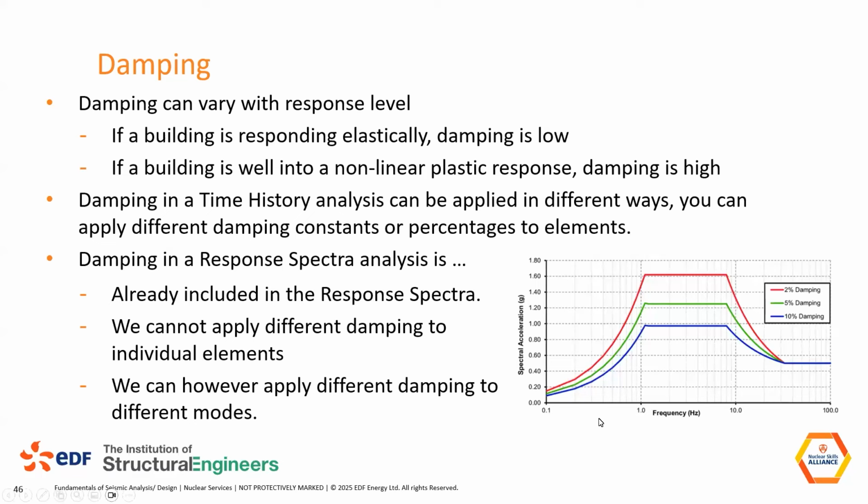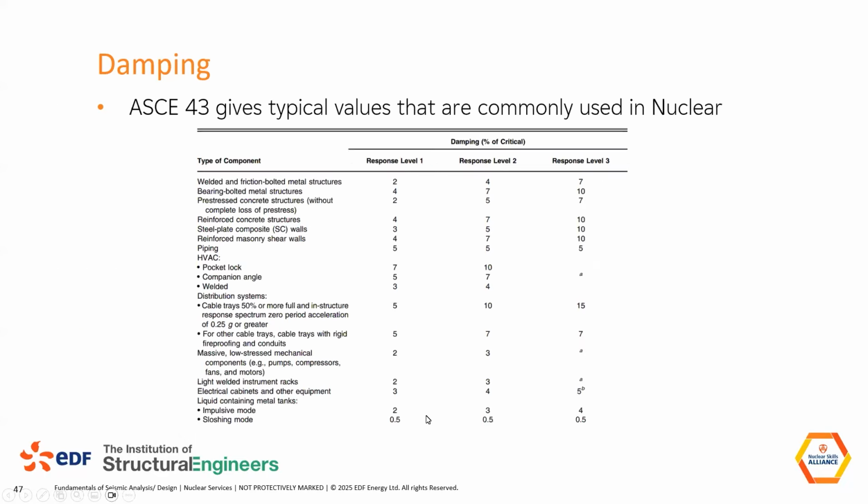So if you think about a mode, we have at 1 Hertz, we have an acceleration here. You can say at 1 Hertz, use the 10% damped spectra. At 2 Hertz, use the 5% damped spectra, which gives you a different acceleration. So you can assign different damping to different modes, but you cannot assign different damping to different elements, and any single element will be associated with multiple modes. So that's a limitation of damping in response spectra.